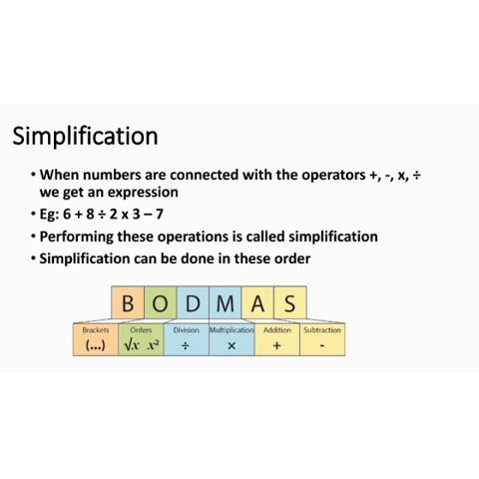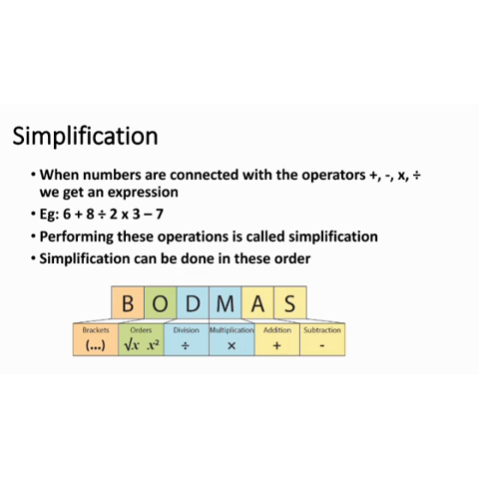Simplification. When numbers are connected with each other by the symbols plus, minus, into and division operator, we get a numerical expression. For example, 6 plus 8 divided by 2 into 3 minus 7 is a numerical expression. Performing these operations is called simplification of the expression. In order to simplify, we have to keep in mind a definite order. Simplification can be done only in the order as follows. We'll follow the BODMAS rule here.